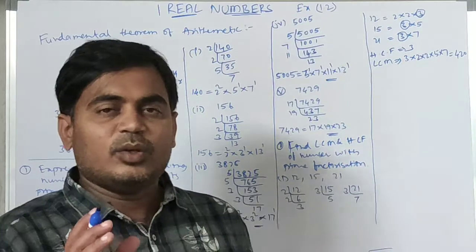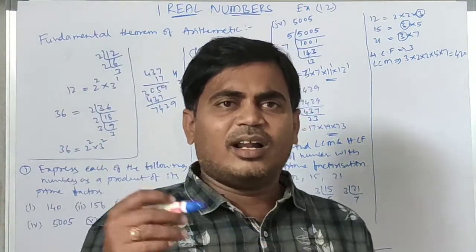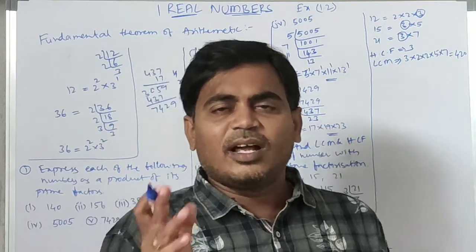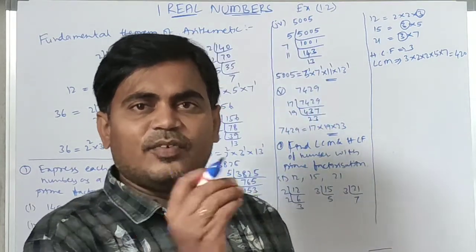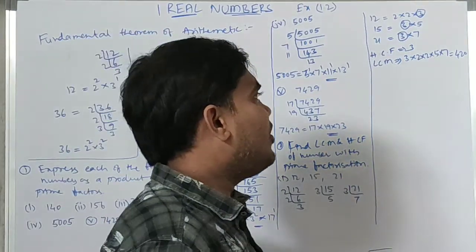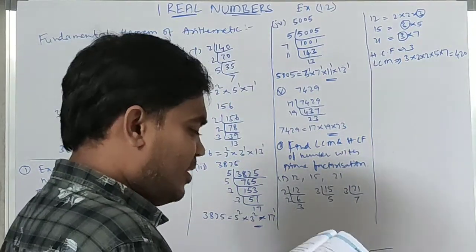Okay, so we choose whatever is common, that is the HCF. And whatever common things we take, and the remaining things we write, the product of all these is called the LCM.